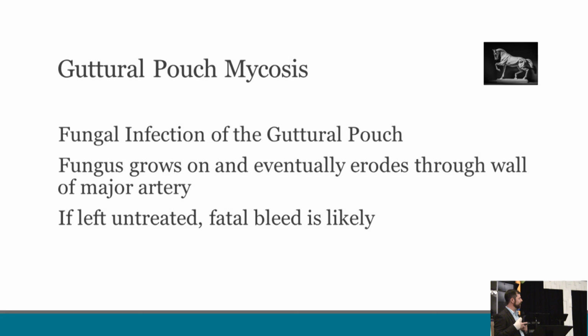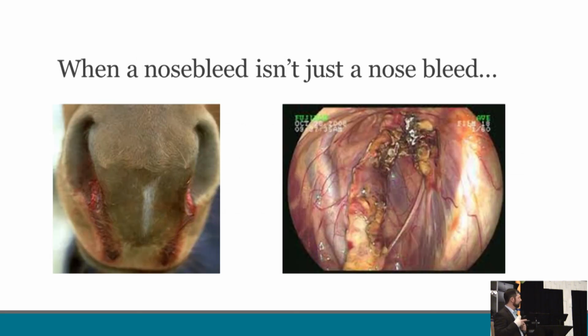Over time, that fungus is slowly eating away at the wall of those arteries. So if left untreated, a fatal bleed becomes actually quite likely. This is when a nosebleed may not be just a nosebleed. This is another picture of a guttural pouch that is infected with guttural pouch mycosis. Again, here's our external carotid artery, stylohyoid bone, and then you've got this black to green to tan kind of plaque growing in there, and that is what that fungus actually looks like. It's pretty nasty.